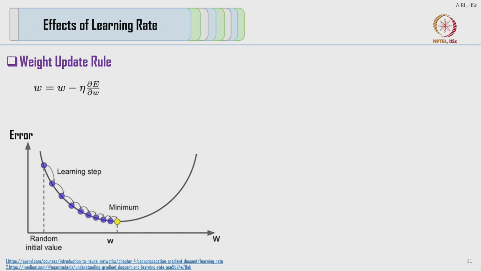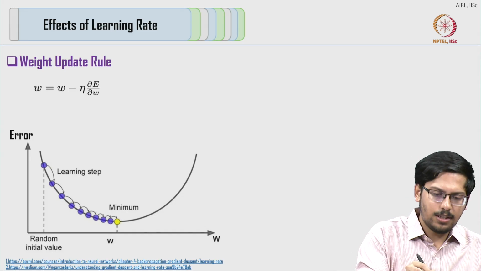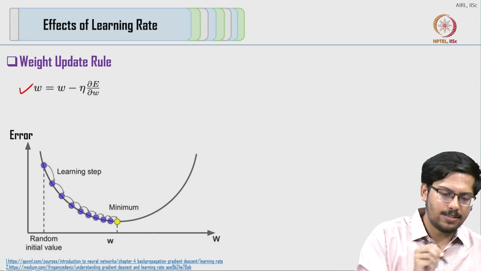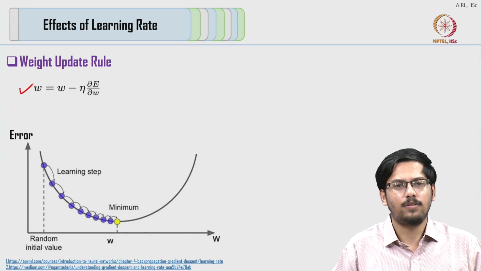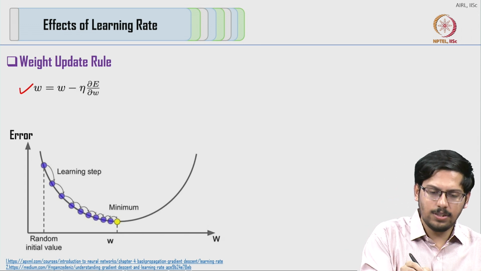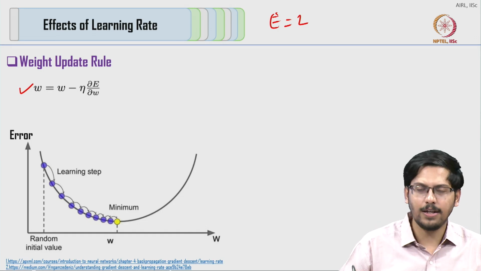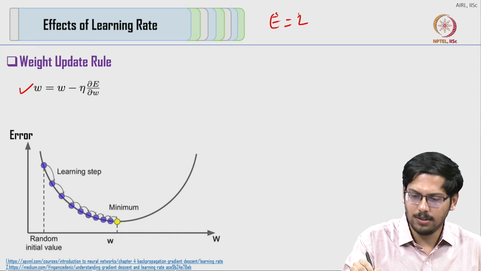Okay. Now let us look at the effects of the learning rate. So we know that the weight update rule is given as W equals W minus eta of dou E by dou W. Again, we are using the error dou L and dou E a little bit interchangeably, so please do not get confused.